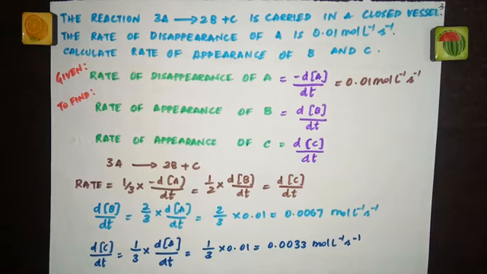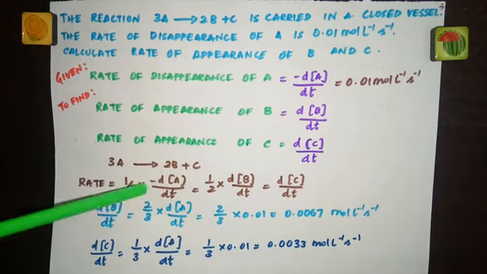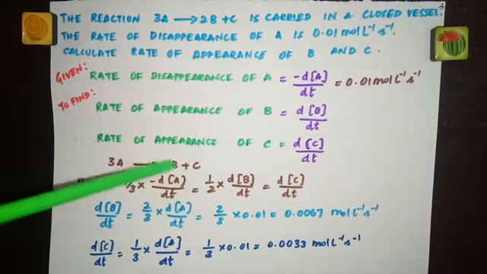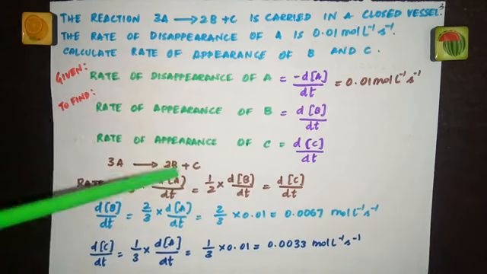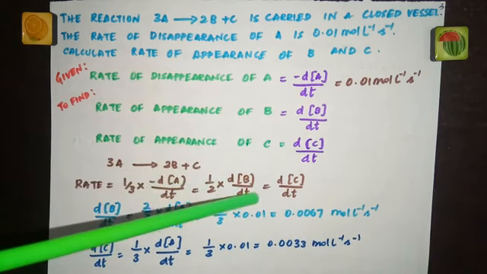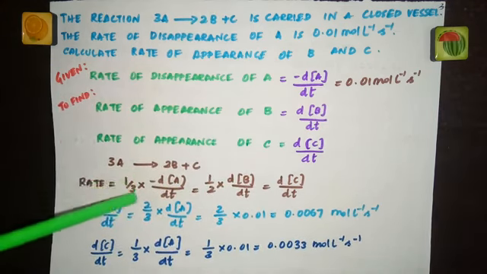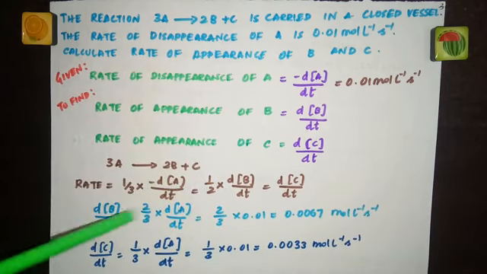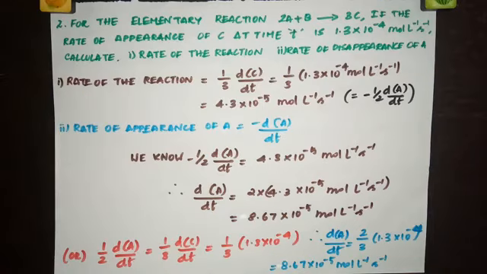So when you are asked to find out the rate of disappearance or appearance, write the rate of the reaction and relate that expression with the other expressions, like the rate of disappearance of A related to the rate of appearance of B by multiplying with the proper coefficients. And then only you can find out the exact values of the rate of appearance of the other products. Let's try one more problem.